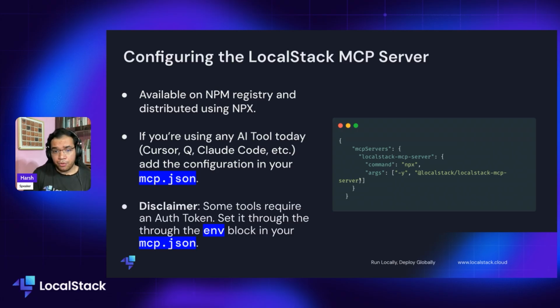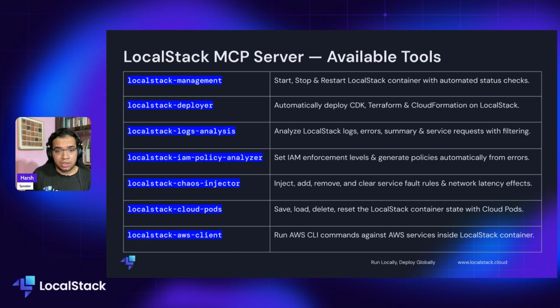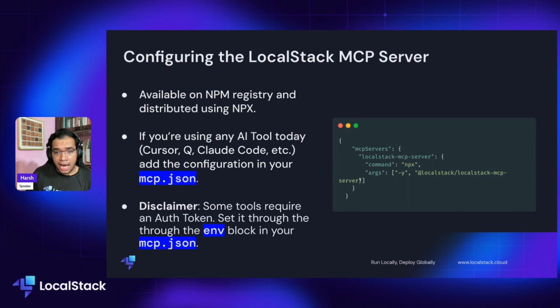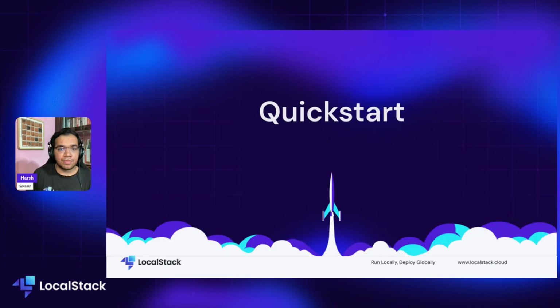Now, as I was saying before, some of these tools will require an auth token. So tools like, let's say, CloudPods, Chaos Injector, IAM Policy Analyzer. If you have an auth token, if you are a licensed user, all that you need to do is set it through the env block in your mcp.json. So just pass in the LocalStack auth token as an environment variable, and you don't have to do any other separate configuration.